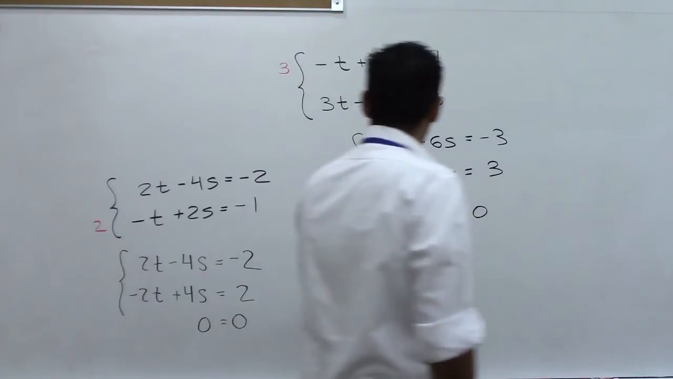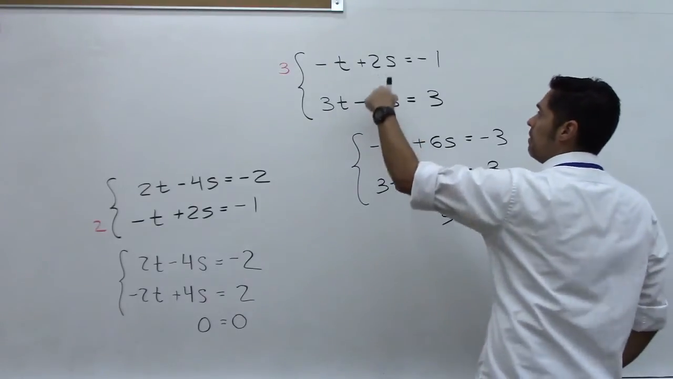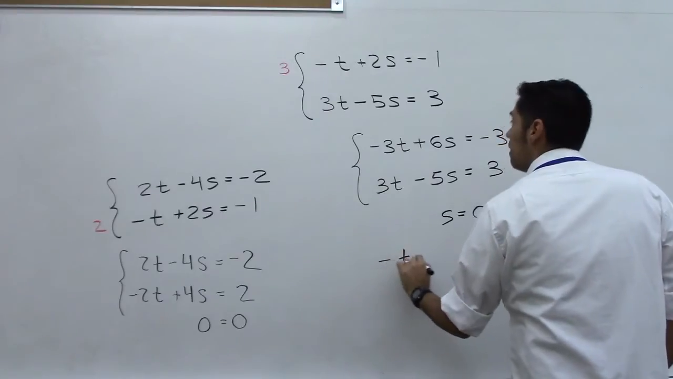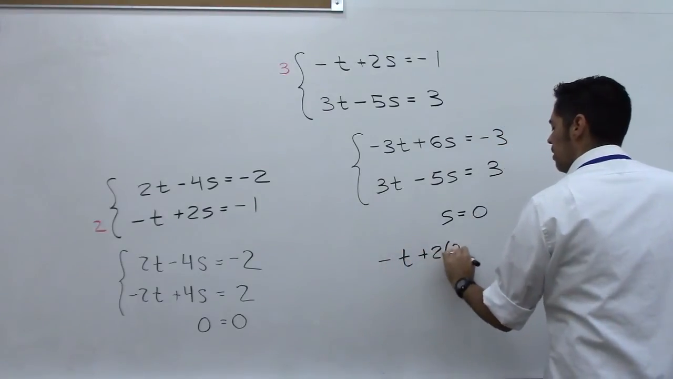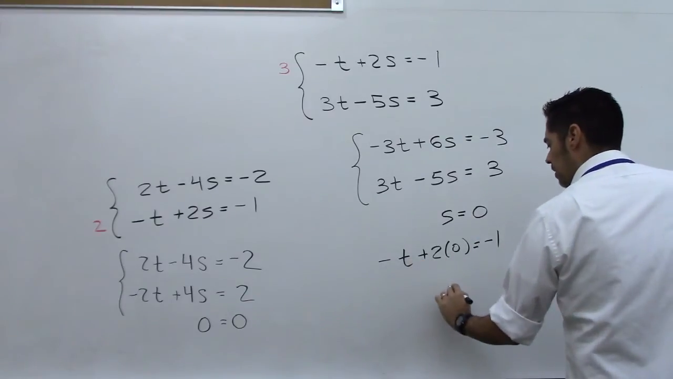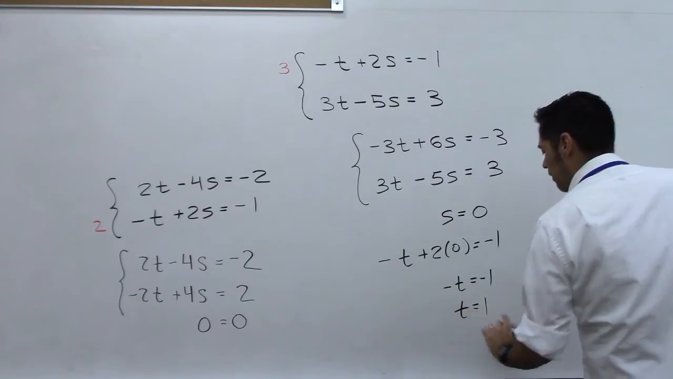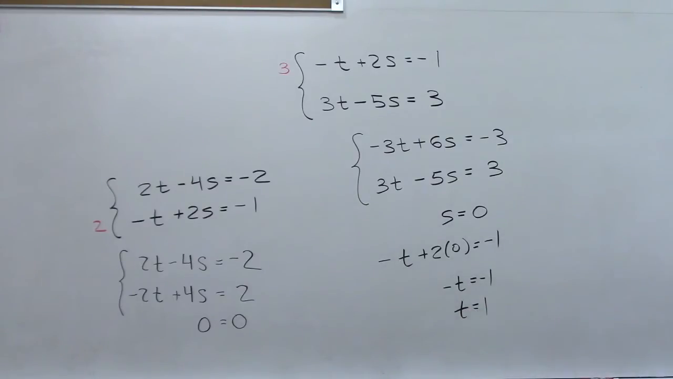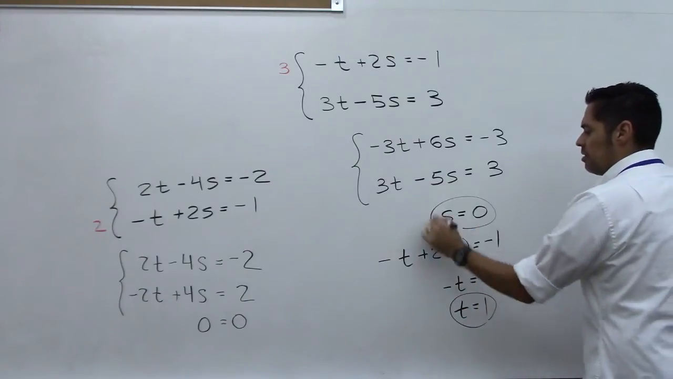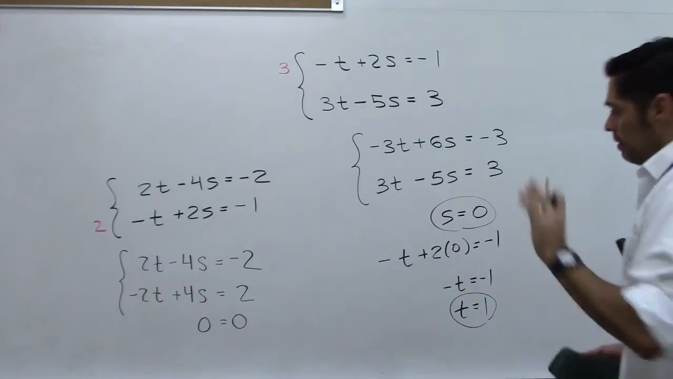So if s is 0, now I go back and I can plug in for either one of these. So let's take that first equation up there. Negative t plus 2 times 0 must equal negative 1, which means that negative t must equal negative 1, which means that t must be 1. So this is what I think is going to work. I think t is 1 and s is 0 should make these two lines intersect.